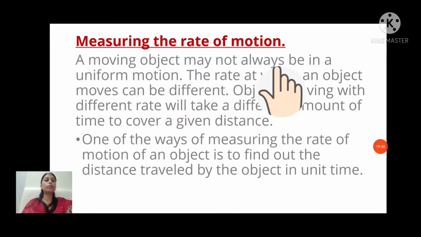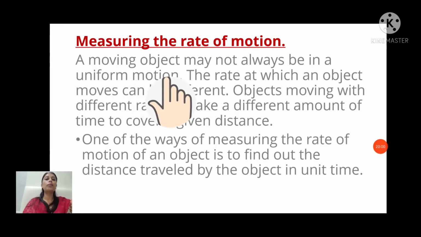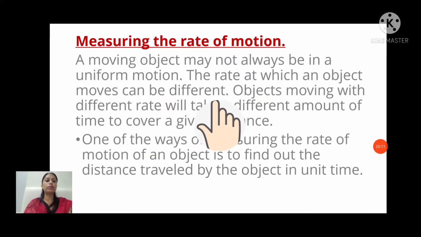A moving object may not always be in uniform motion. We have understood what uniform motion is: the body covers equal distance in equal time intervals. That is uniform motion. So a moving object may not always be in uniform motion, as we know that every object will not move in uniform motion. The rate at which an object moves can be different.